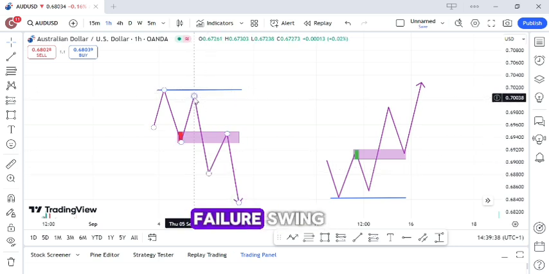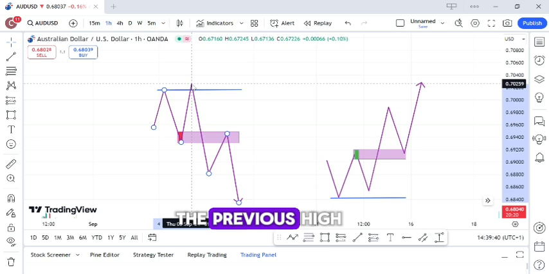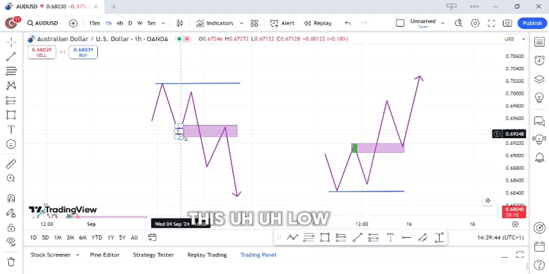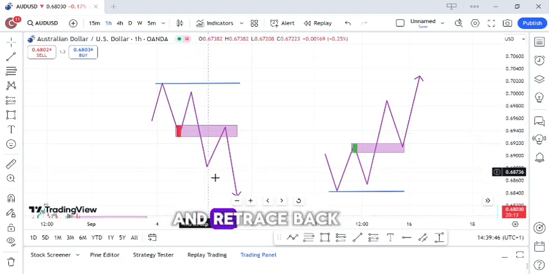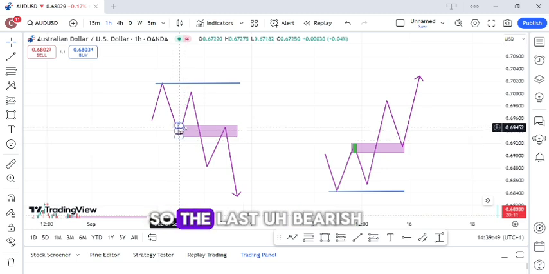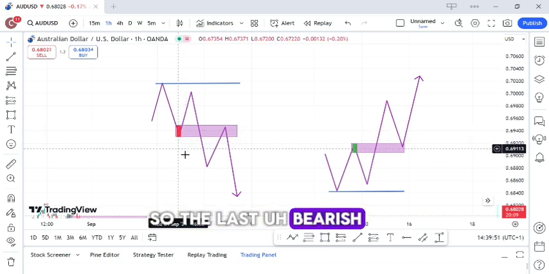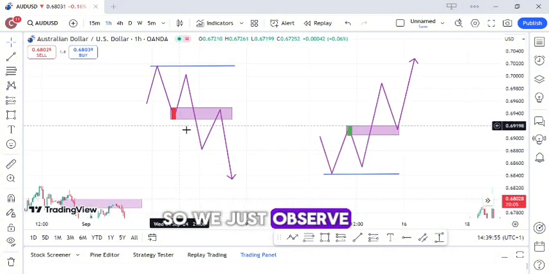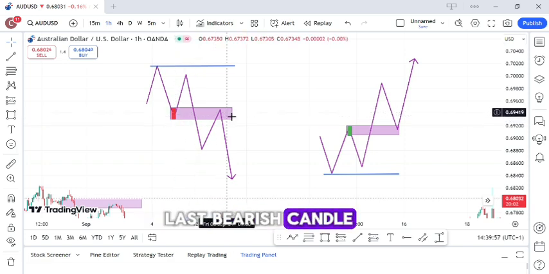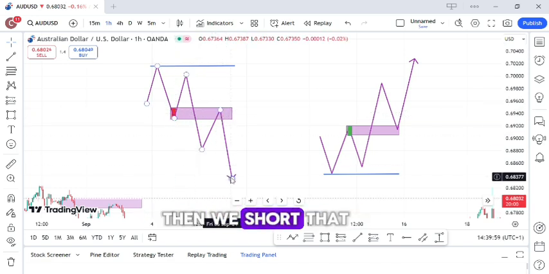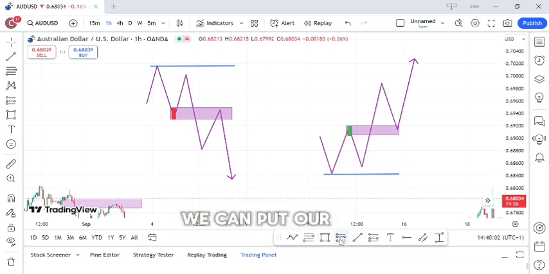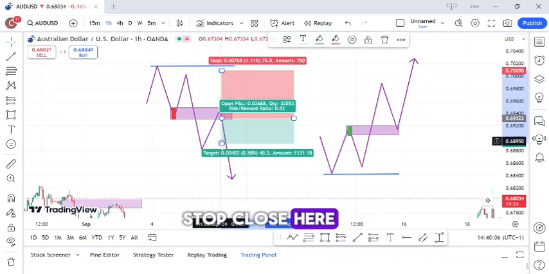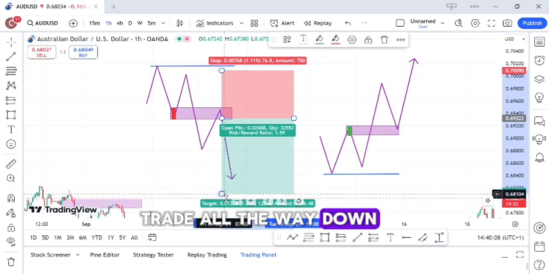Now this is the failure swing. This didn't take out the previous high, it stopped here. So we want to wait for price to break this low and retrace back to that same point. The last bearish candle here is actually our mitigation block. So we observe and wait for price to get to that last bearish candle, then start reacting from there, then we short. We can put our pending order here and our stop loss here, then we take this trade all the way down.